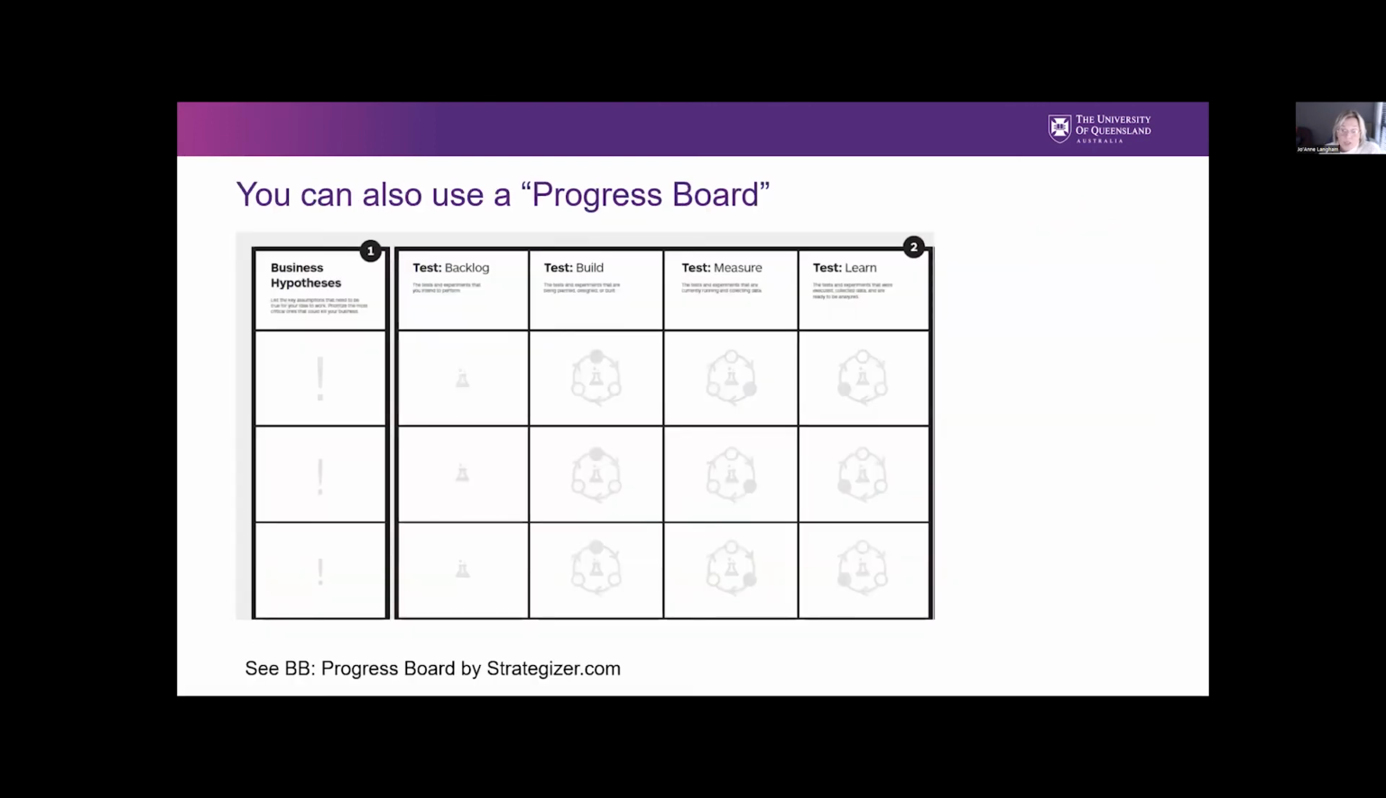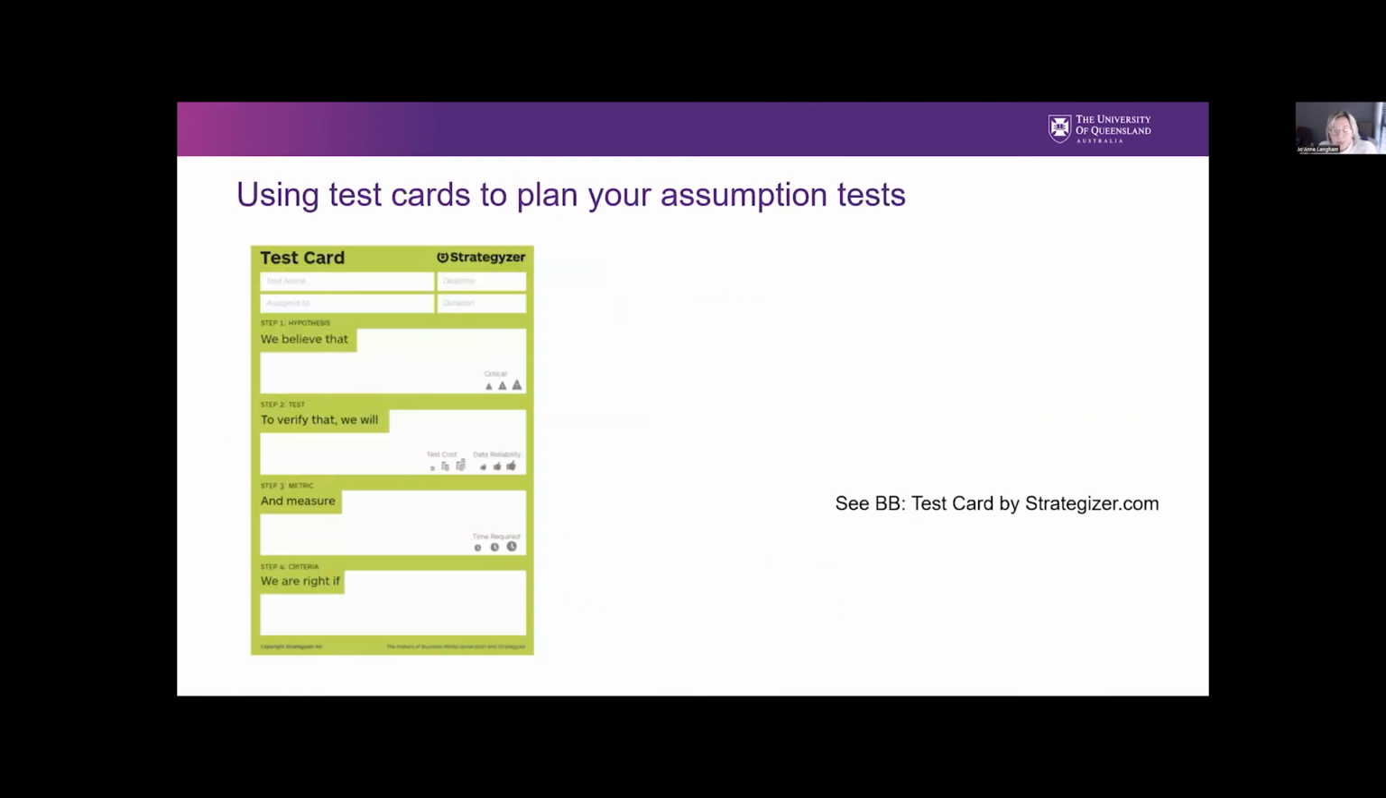Another way to do this is actually using a template like this, such as a progress board. This one's also available on Blackboard in the Lean Startup Resources area. Also available is a test card that you can then use to test your assumptions and make sure that you have correctly unpacked the assumption and how you want to evaluate it.